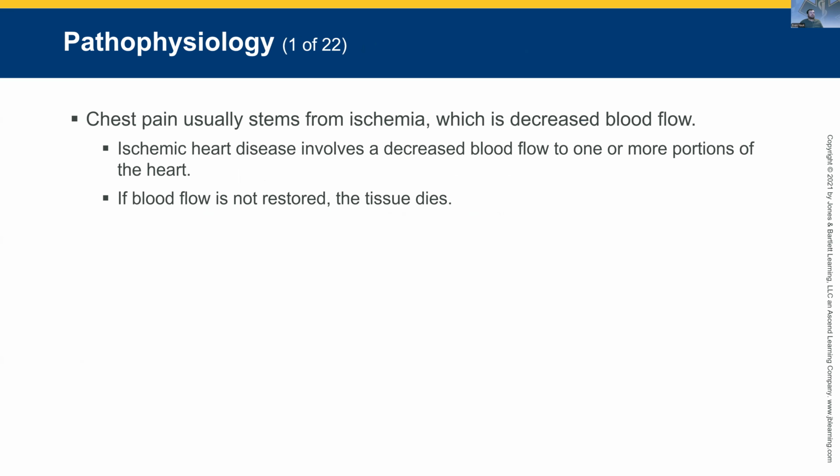Chest pain. So this is the pathophysiology side of it. Chest pain usually stems from ischemia, which is a decrease in blood flow. Ischemic heart disease involves decreased blood flow to one or more portions of the heart. If blood flow is not restored, the tissue dies. It's super important to understand that when we're not getting oxygen to the cardiac muscle, it will die. Portions of it can die and your heart still works, but it's unable to beat or cycle blood like it should if part of it is injured.